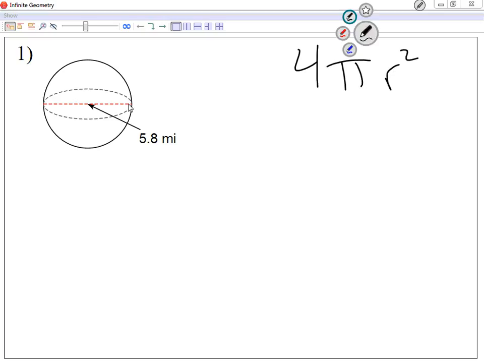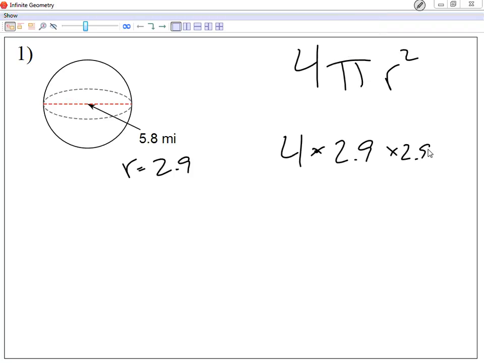Question number 1, I'm giving you guys a diameter. Right, you have the diameter, so that means that the radius is half of that. So when I say the radius is 2.9, for me to figure out the surface area, I'm going to go 4 times 2.9 times 2.9. I'm ignoring the pi for a minute. So I'm going 4 times radius squared. So 4 times radius times radius.